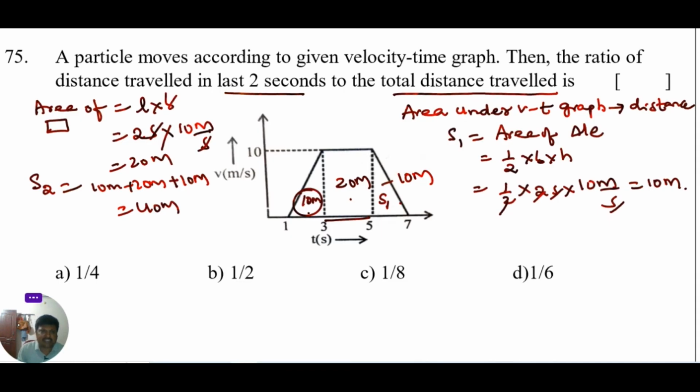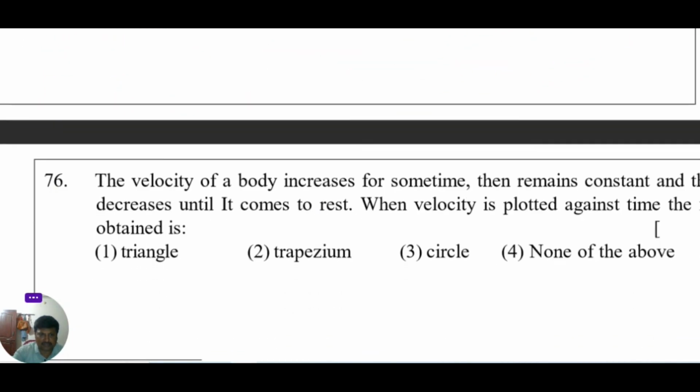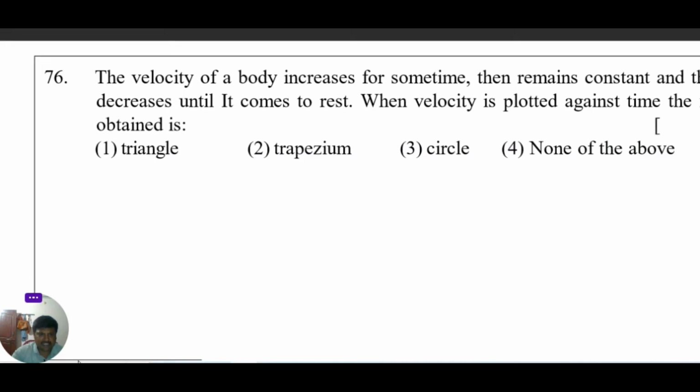Then the ratio of distance traveled in the last 2 seconds to the total distance is S1 by S2. S1 is 10 meter, S2 is 40 meter. Meter gets cancelled, 0 gets cancelled. That is 1 is to 4. So 1 is to 4 is the right answer. Option A is the right answer. Next, go to the 76th question.